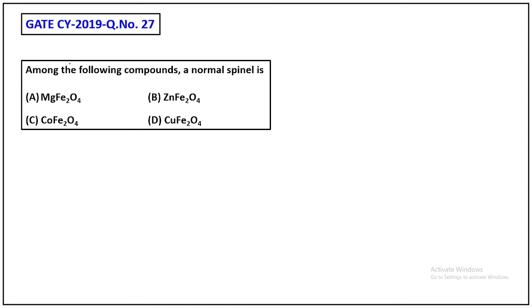Hi all, through this video we will be solving question number 27 from GATE Chemistry 2019 question paper. Among the following compounds, a normal spinel is: option A MgFe2O4, B ZnFe2O4, C CoFe2O4 and D CuFe2O4.